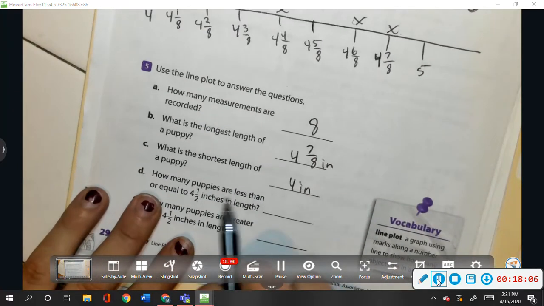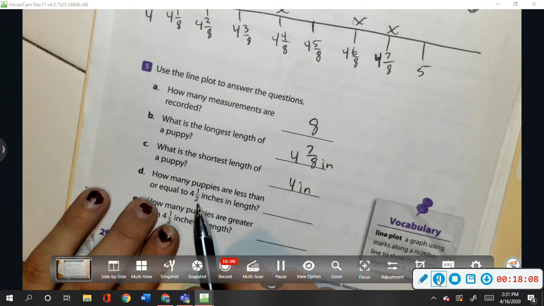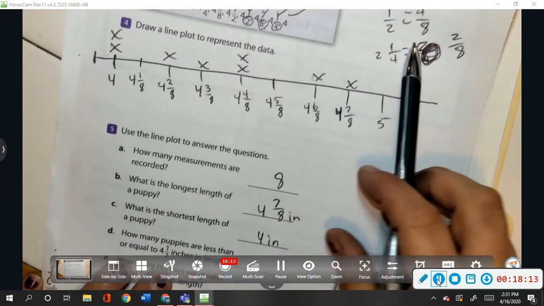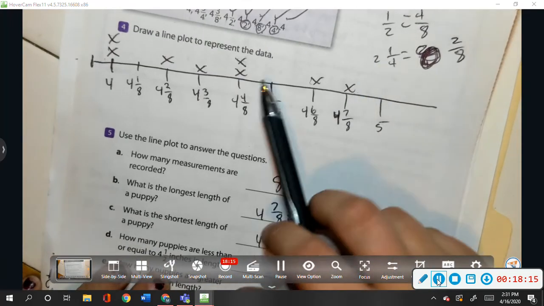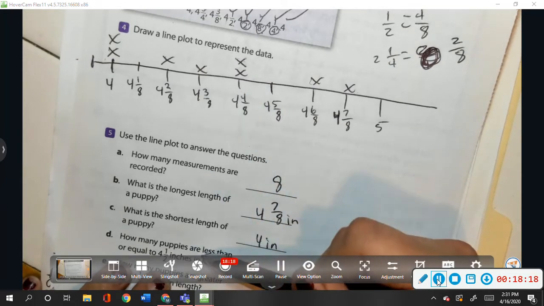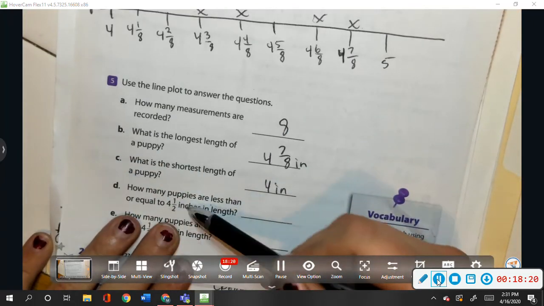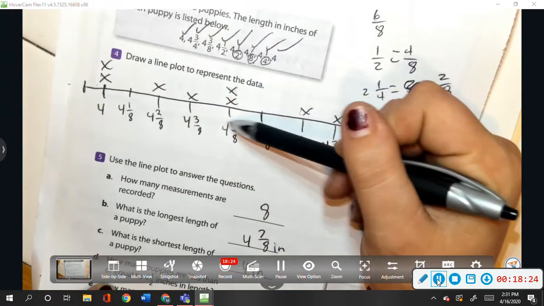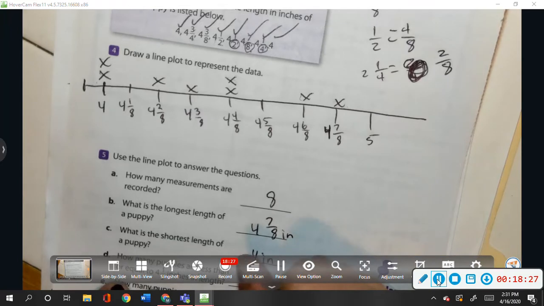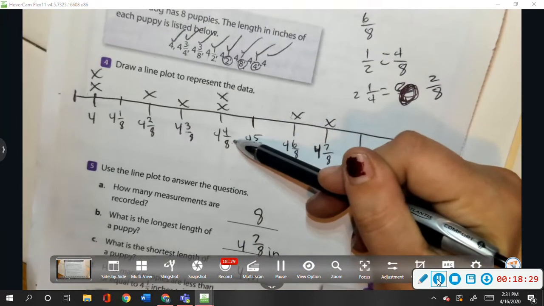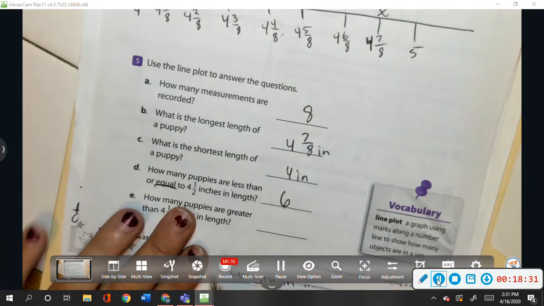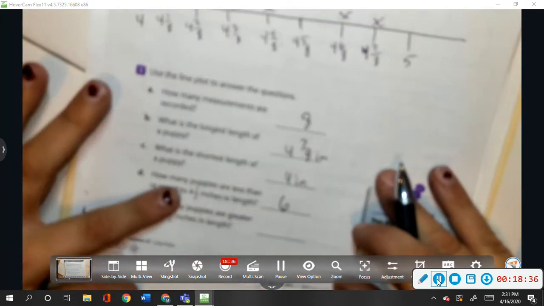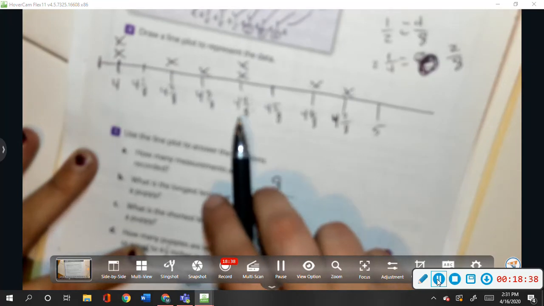How many puppies are less than or equal to 4.5? So 4.5, a half is the same as 4/8. So we want 4 and 4/8. We want to know how many puppies are smaller than that or the same. So we're going to count 1, 2, 3, 4, 5, 6. We counted this 4/8 in because it gave us this key word, or equal to. If it didn't say or equal to, we wouldn't count those puppies that were at the 4.5 mark.